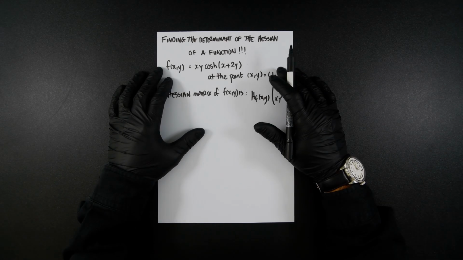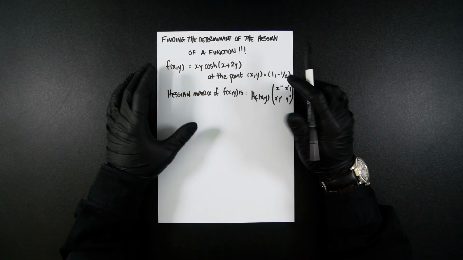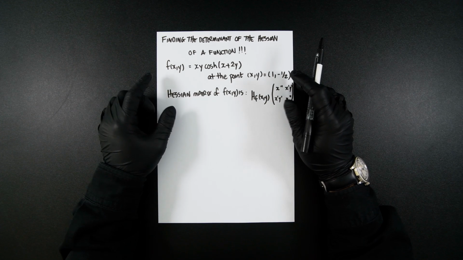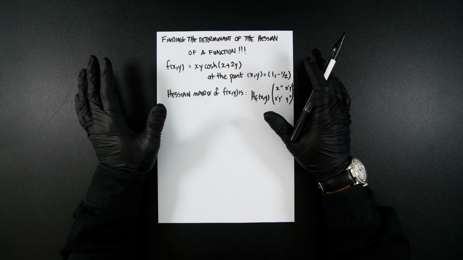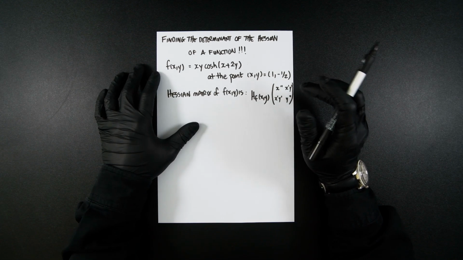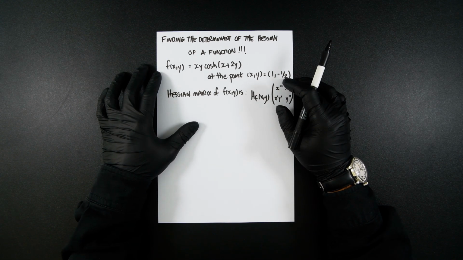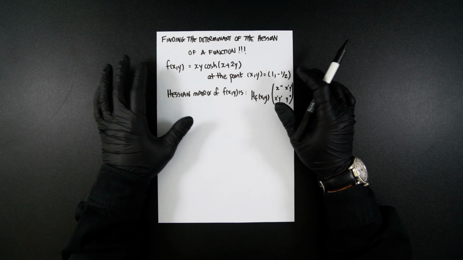To find the determinant of the Hessian of a function, you need to know how to do partial derivatives and how to find the determinant of a 2 by 2 matrix. If you don't know how to do either of those, head to the description below, where there are links to videos that I've made on both of those topics.